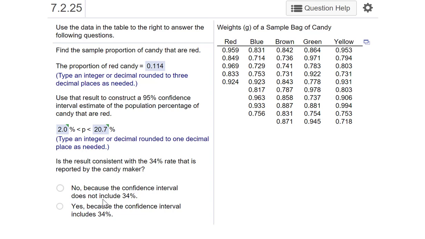No. Right? The 34% is not included in my interval. So they're saying 34%. You're saying it's very unlikely that it would be more than 20.7%, right? So it's somewhere in this interval. This is leading us up to hypothesis testing, but it's always good to think about this now. And we'll formalize that in the next chapter.